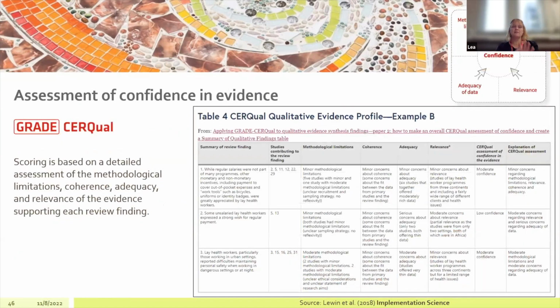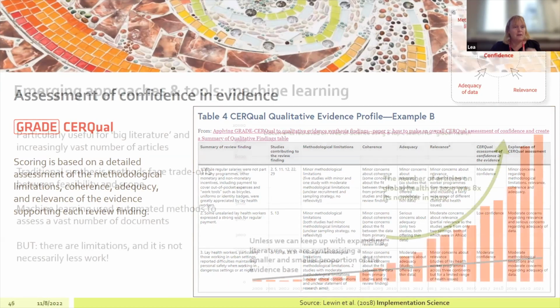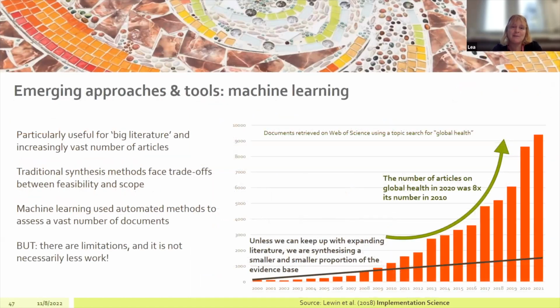Okay, so that's all I'm going to say about confidence and evidence, although I think it's really exciting, and I do encourage many to explore that further. A couple of little comments on emerging tools. I wanted to mention machine learning. It's quite exciting, especially for big literature. If you imagine we've got this explosion of literature, unless we want to keep answering more and more narrow questions, or we want to have less robust reviews, we might want to start exploring machine learning, which can't answer every question we want, but it can actually be quite complementary.